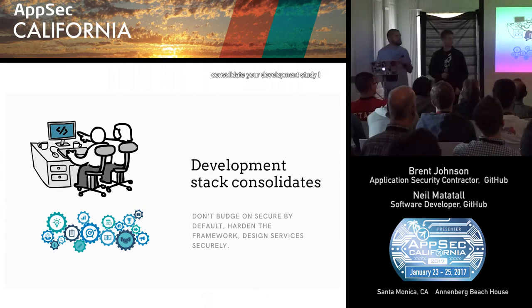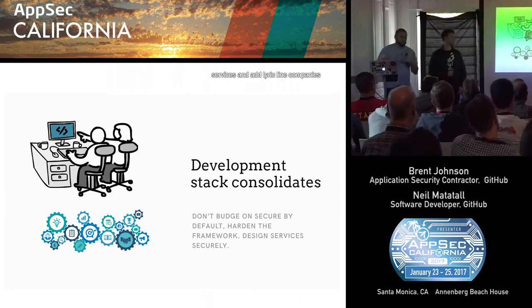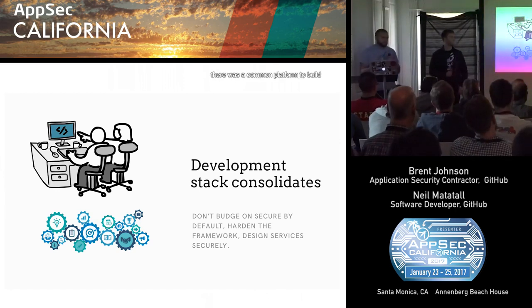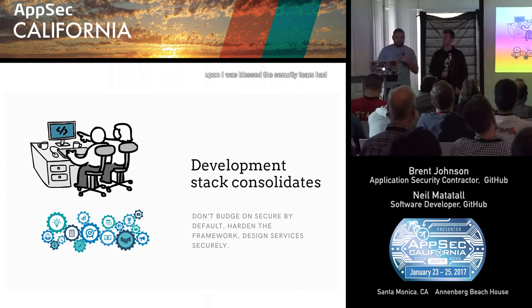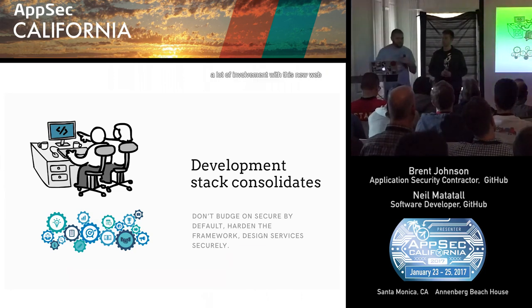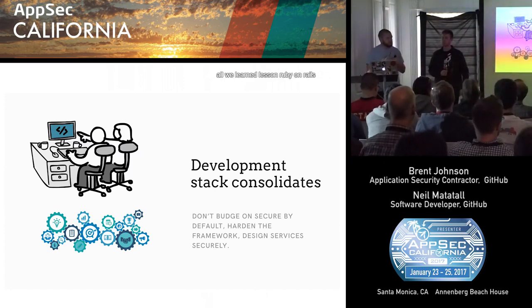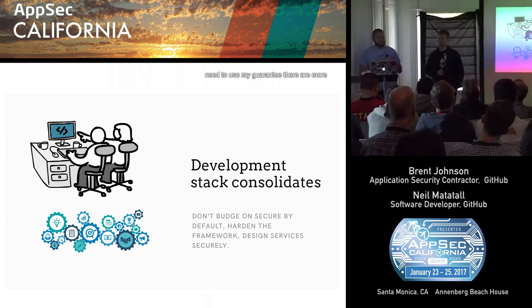But as a result, you can consolidate your development stack. And I think Twitter did a really good job here. As they were decomposing their monolithic application into services and as they were acquiring companies, there was a common platform to build upon that was blessed. The security team had a lot of involvement with this new web framework that was being built. First of all, we learned from Ruby on Rails, which does some crazy things that no one would ever actually need to use.